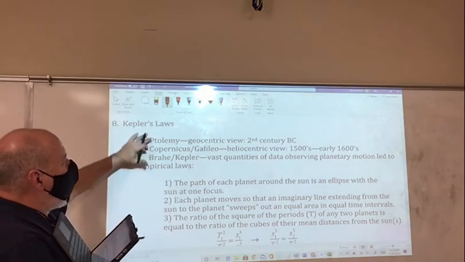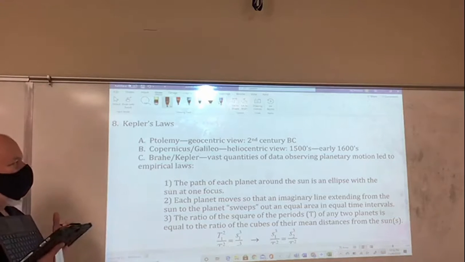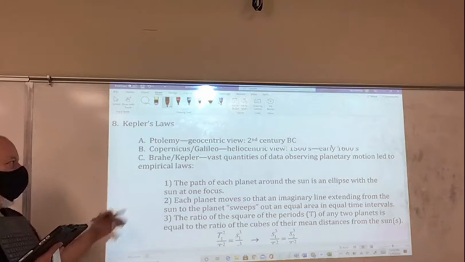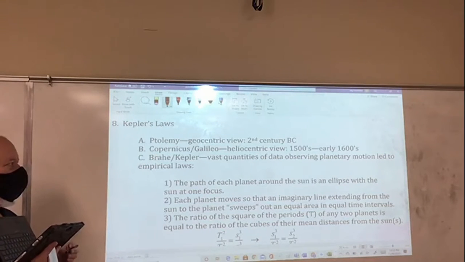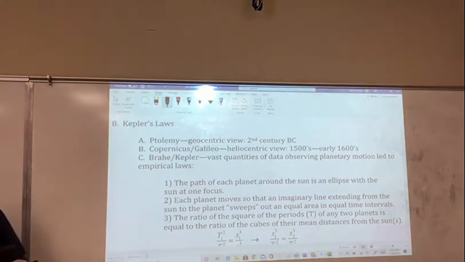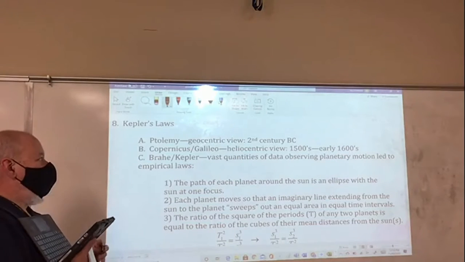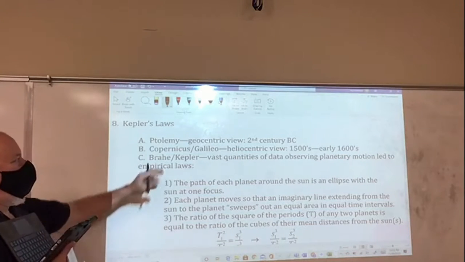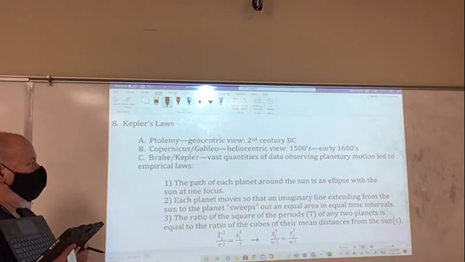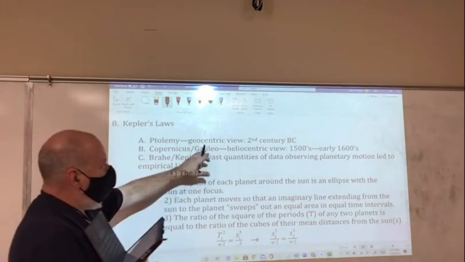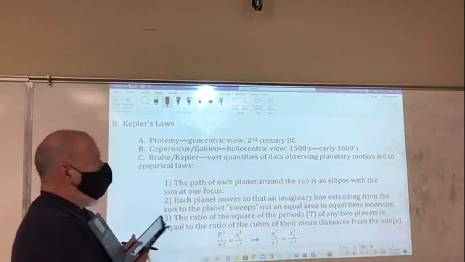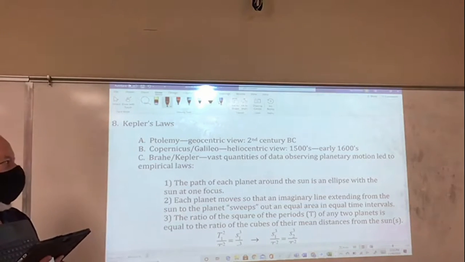And we are aware that we have this sort of history of our philosophy about where we exist in space. And in the 2nd century AD, Ptolemy had this geocentric view, meaning what? Yeah, the Earth is the center of our universe. And then in the 1500s, 1600s, Copernicus and Galileo came along, and they figured out, hey, we revolve around the sun, not the other way around.